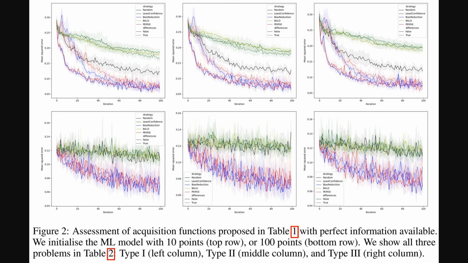Alright, the previous table described the noise regimes. Figure 2 presents learning curves that compare acquisition strategies across the 3 noise types, with the top row starting from 10 points and the bottom row starting from 100. The solid red and dashed red curves, which reflect PEMSE and its difference version, drop fastest for noisy settings because they target reducible error rather than raw variance. The blue bias reduction curves also improve strongly, while green least confidence and black random lag.